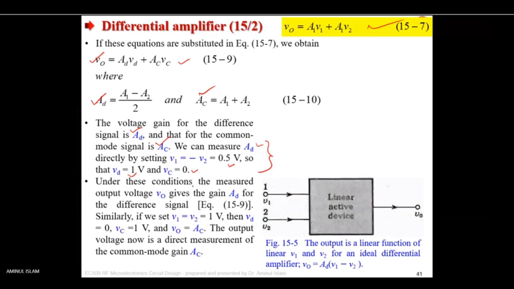Under these conditions, the measured output voltage VO gives the gain AD for the difference signal. Similarly, if we set V1 equals V2 equals 1 volt, then VD equals 0 and VC equals 1 volt, and so VO equals AC. The output voltage now is the direct measurement of the common mode gain AC. So in this way you can directly measure AD as well as AC.